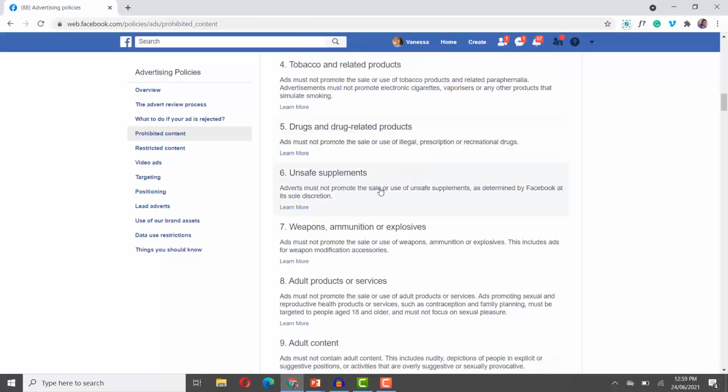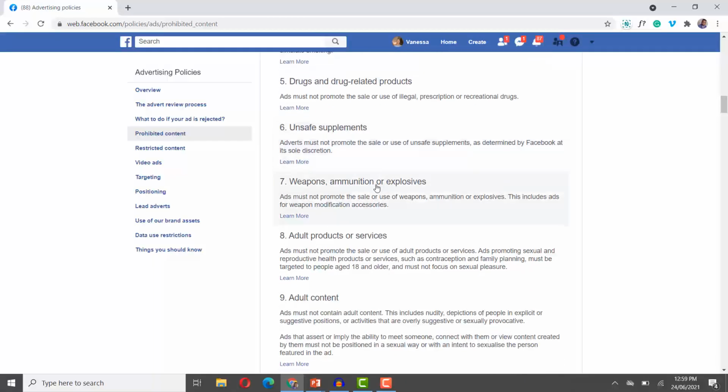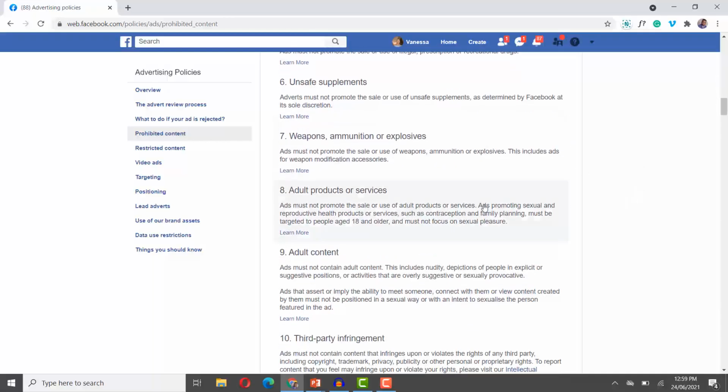Okay, so you can't advertise drugs or drug-related products. You can't advertise unsafe supplements, right? And it says as determined by Facebook. So I can say now you can determine. You can't advertise weapons, ammunition, or explosives. You can't advertise adult products or services. So ads must not promote the sale or the use of products or services. Ads promoting sexual and reproductive health products or services such as contraception and family planning must be targeted at people age 18 or older and must not focus on sexual pleasure.